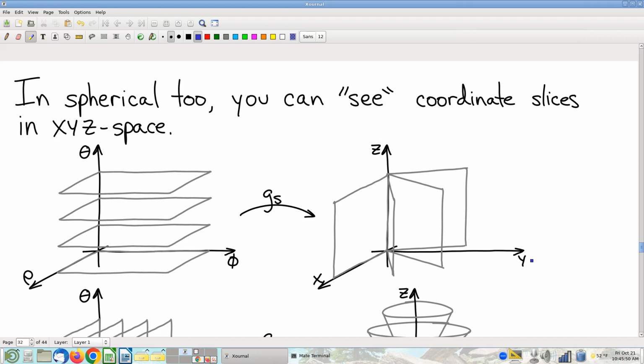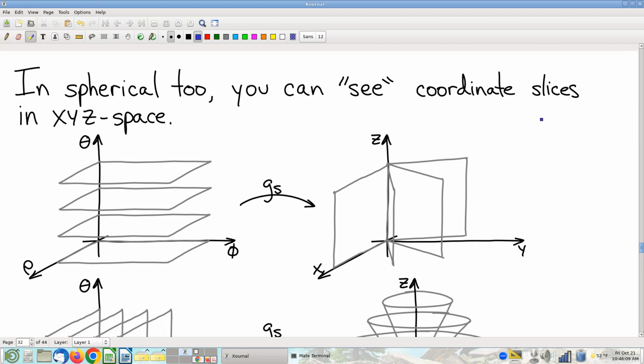Okay, so let's do spherical. Same deal. We're going to see the coordinate slices in the XYZ space because it makes life easier. We don't have to deal with actually drawing the pullbacks. We can see everything we need about the pullbacks in our existing picture. So what do these coordinate slices look like? Well, again, a theta slice perpendicular to the theta axis. Again, half plane hinged on the z-axis. It's the same theta from cylindrical coordinates, so same slices.